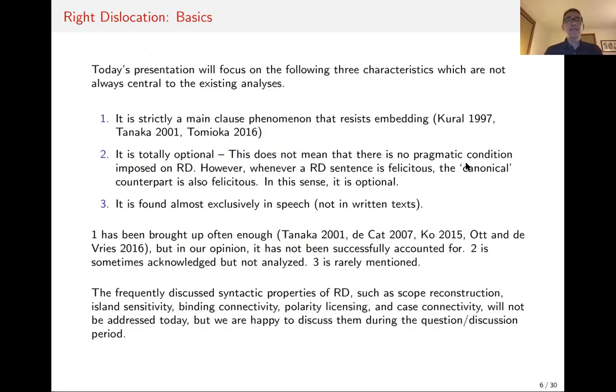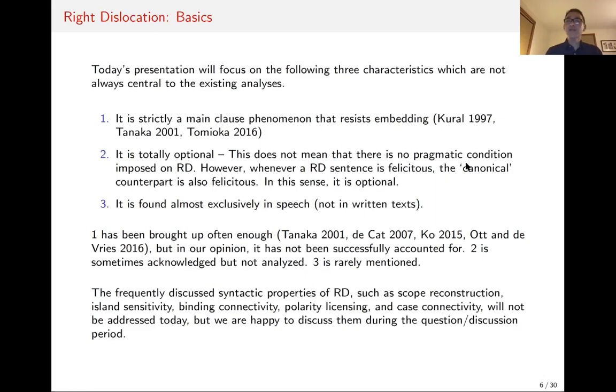So today's presentation will focus on the following three characteristics, or points, which are, in our opinion, not always central to the existing analysis. Okay, so it is strictly a main clause phenomenon that resists embedding, except for strictly direct quotes. Okay, it is totally optional in the following sense. It doesn't mean that there is no pragmatic condition imposed on it.